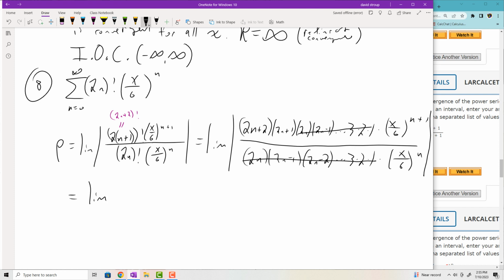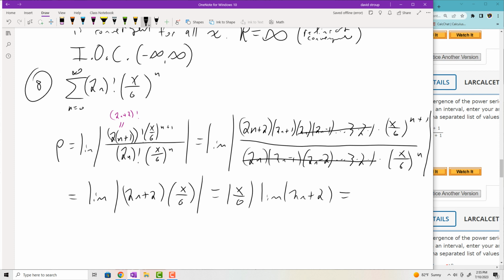I'm going to have the limit of the absolute value of 2n plus 2 times x over 6 to the n plus 1 over x over 6 to the n, which will be x over 6 to the n plus 1 minus n, which is just x over 6 to the first. You can factor that x over 6 out. You get the absolute value of x over 6 times the limit of 2n plus 2.